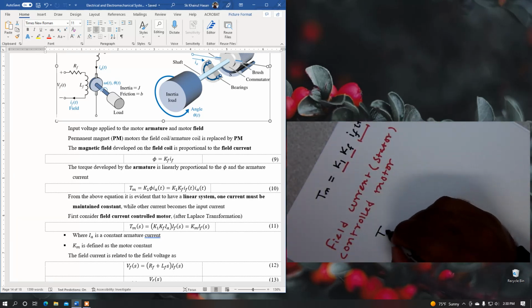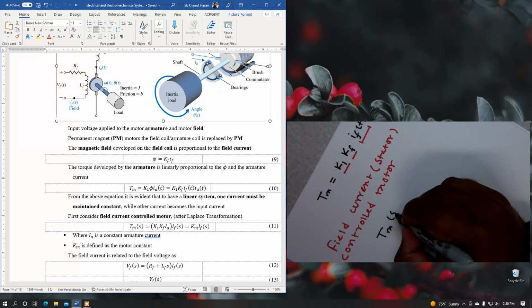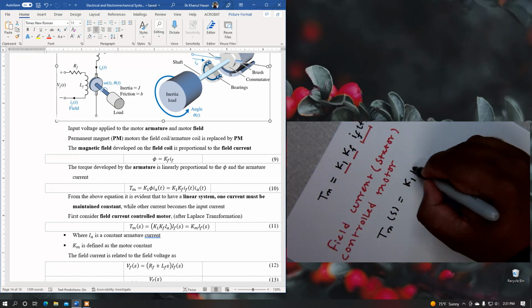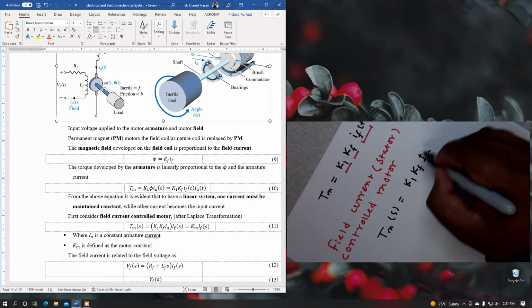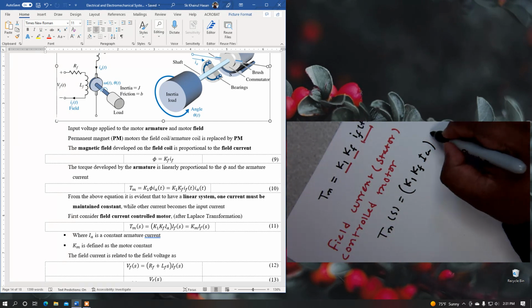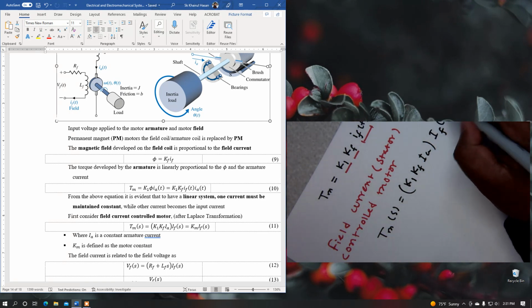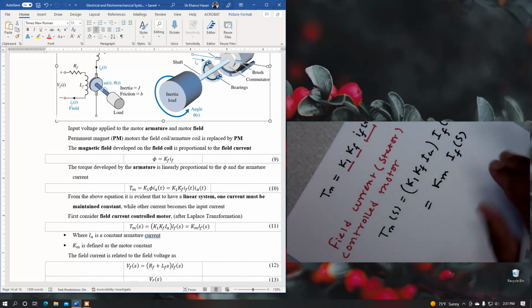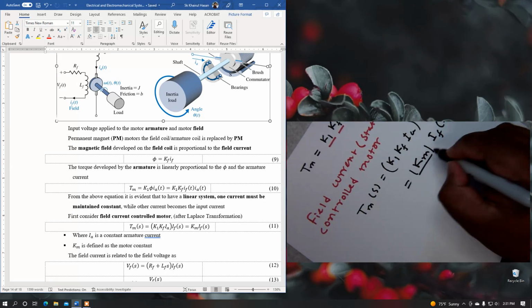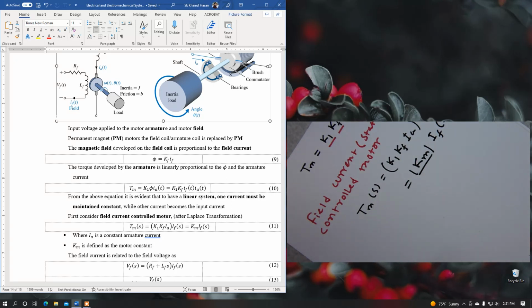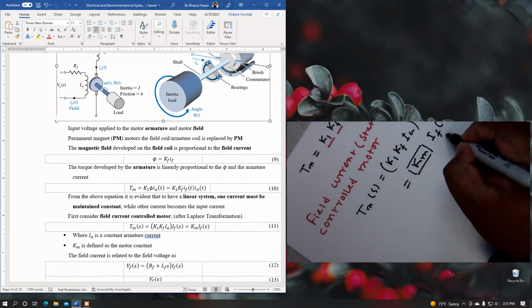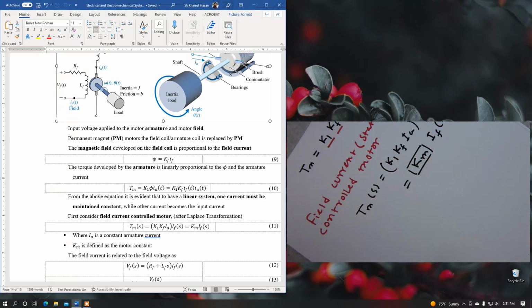So in that case, what we get? We get the motor torque tau m equal to K1 Kf Ia, all of this is constant, and If is equal to Km If(s). This is called the total motor constant, and the motor torque is proportional to the field current.